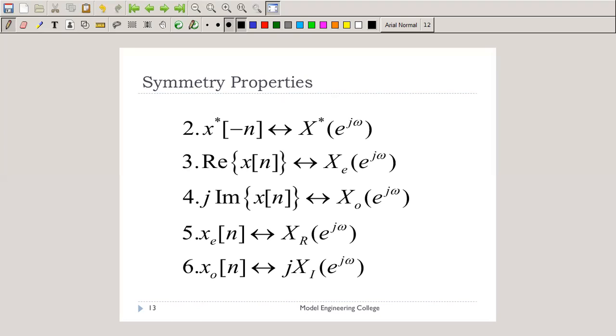Again, if xe of n is the even part of the sequence x of n, then the DTFT of xe of n is equal to XR of e raised to j omega, where XR of e raised to j omega is the real part of the spectrum. Similarly, for the odd part of the sequence, its DTFT is equal to j times XI of e raised to j omega, where XI of e raised to j omega is the imaginary part of the spectrum.